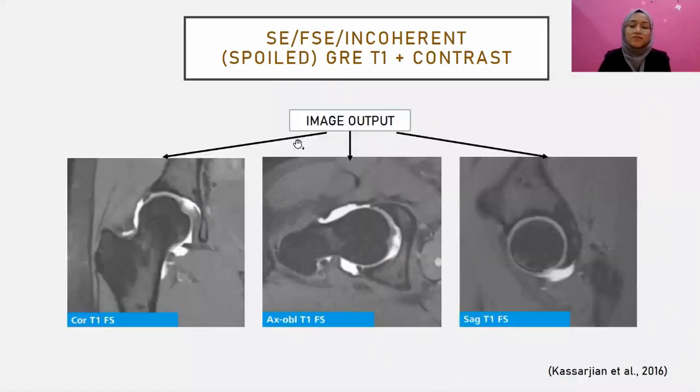These are the image appearances for this sequence. This is coronal T1 fat sat, this is axial oblique T1 fat sat, and this is sagittal T1 fat sat. As you can see in these 3 images, there are areas of hyperintensity, which is bright, that indicate the presence of gadolinium contrast agent.